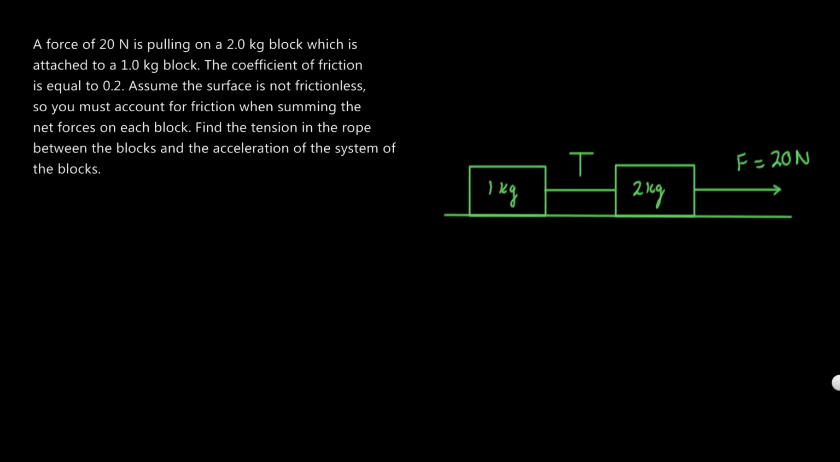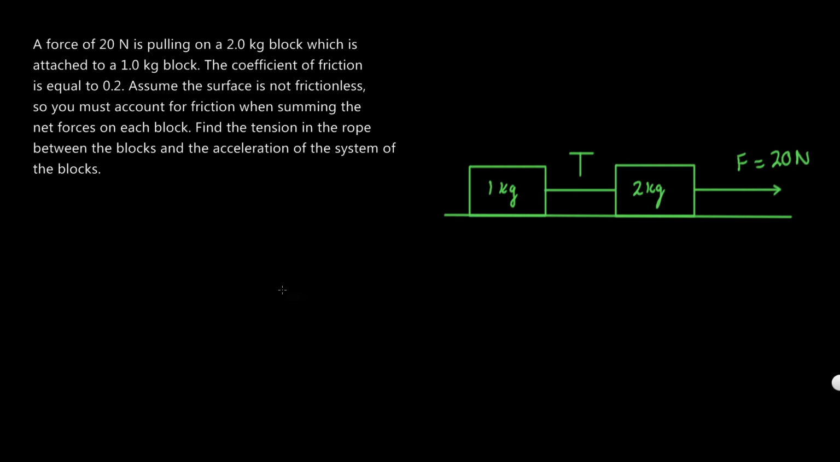A force of 20 newtons is pulling on a 2 kilogram block, which is attached to a 1 kilogram block. The coefficient of friction is equal to 0.2. Assume the surface is not frictionless, so you must account for friction when summing the net forces on each block. Find the tension in the rope between the blocks and the acceleration of the system of the blocks.